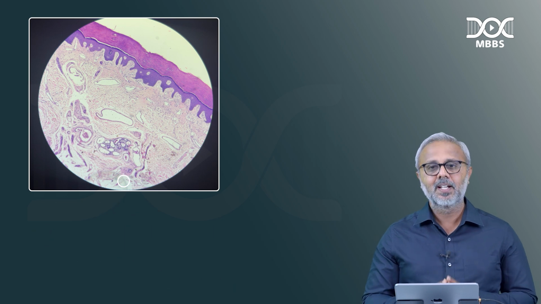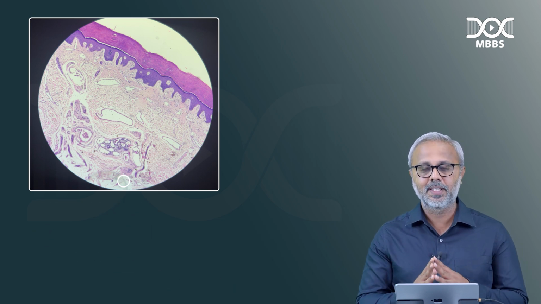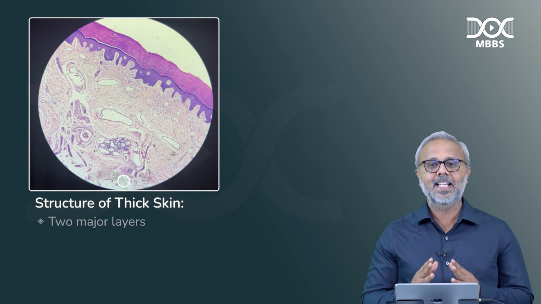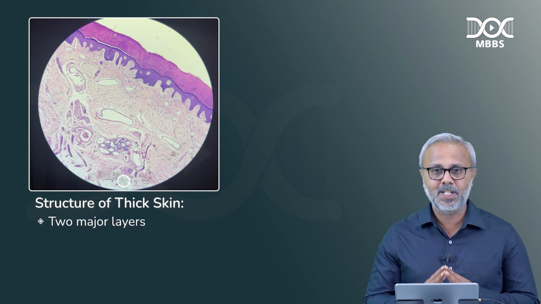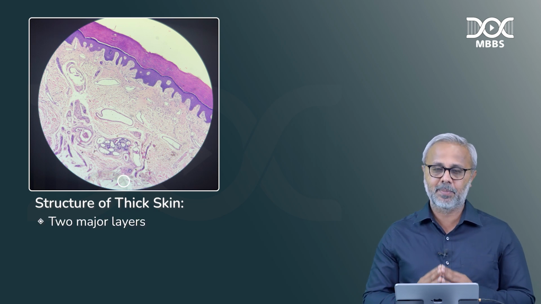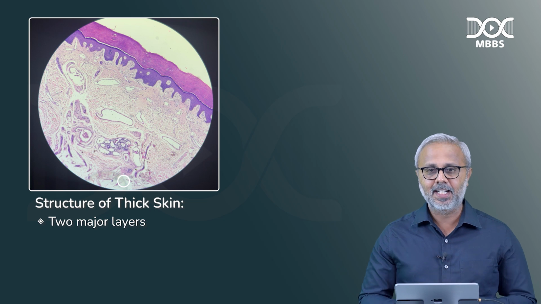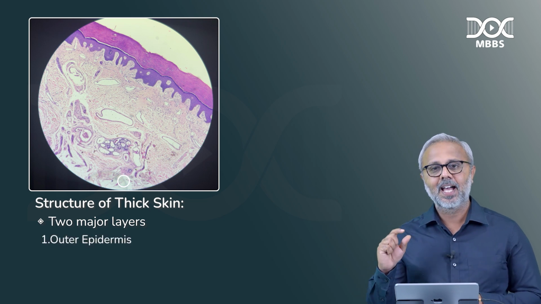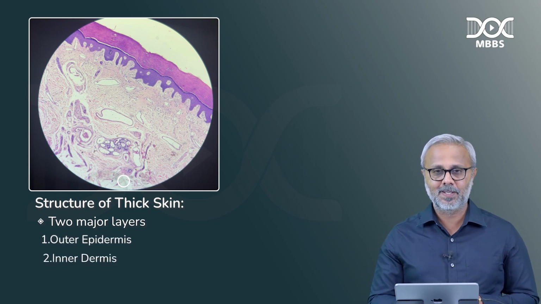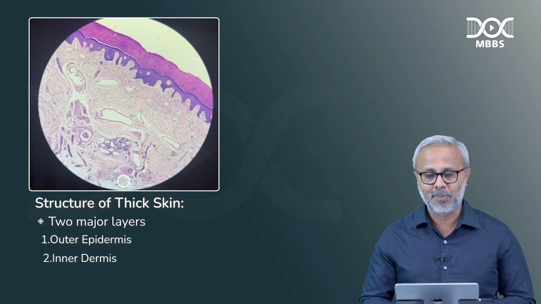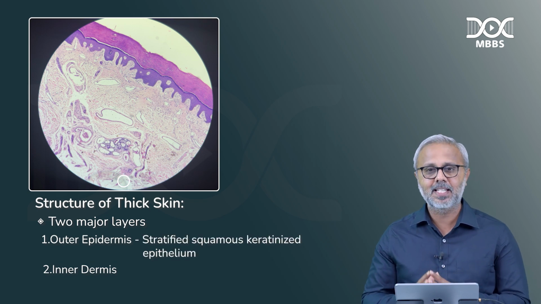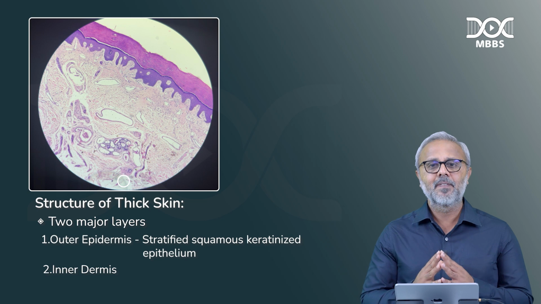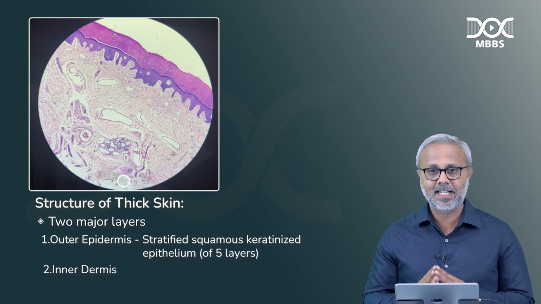The next question, describe the structure of thick skin. Again, thick skin is made up of two major layers excluding the hypodermis. So, thick skin contains an outer epidermis and an inner dermis. The epidermis is formed by stratified squamous keratinized epithelium, which is made up of 5 distinct layers.